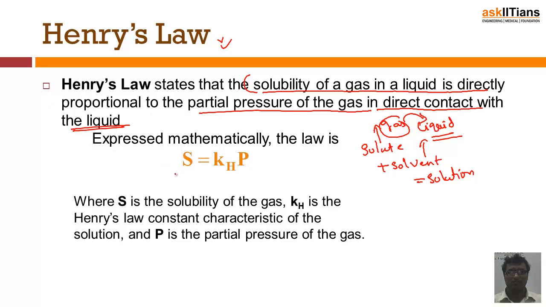Mathematically, it is expressed as S is equal to Kh into P. What is S? S is the solubility of the gas. KH is Henry's law constant, and P is the partial pressure of the gas. So the solubility of the gas depends on the partial pressure of the gas and also on Henry's law constant, and this Henry's law constant depends on the characteristics of the given solution. So Henry's law gives you an idea about the solubility of a gas in a liquid and the effect of partial pressure of the gas on solubility.